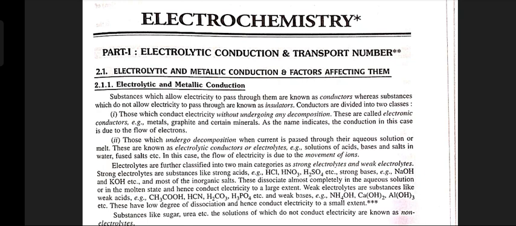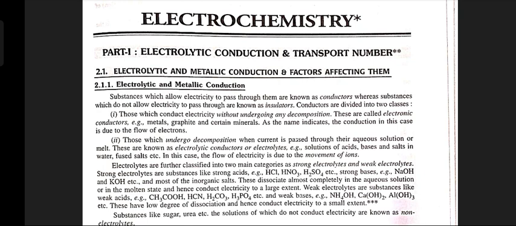Conductors are divided into two classes: those which conduct electricity without undergoing any decomposition. These are known as electronic conductors, for example, metals, graphite, and certain minerals. As the name indicates, the conduction in this case is due to the flow of electrons.